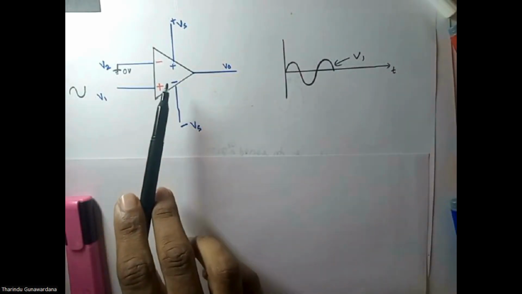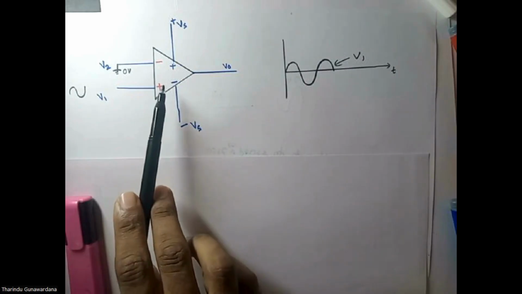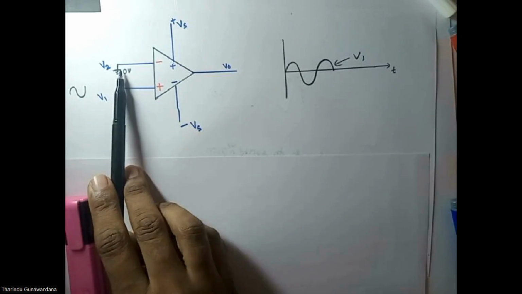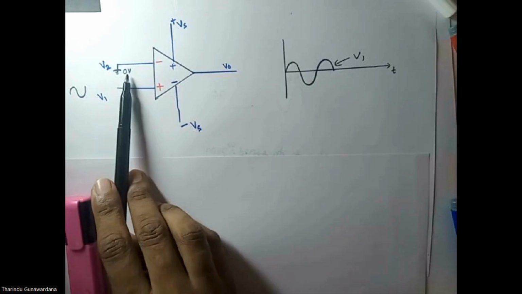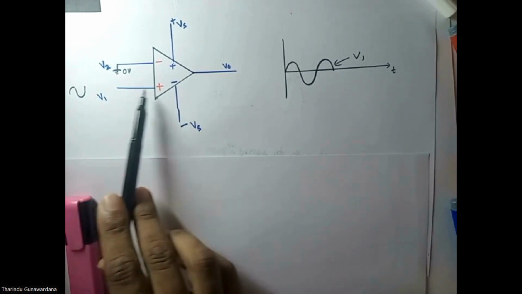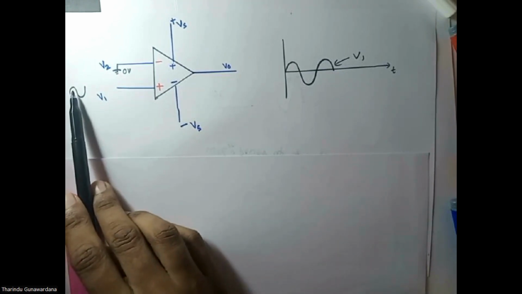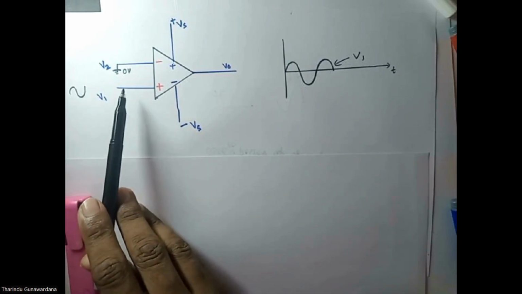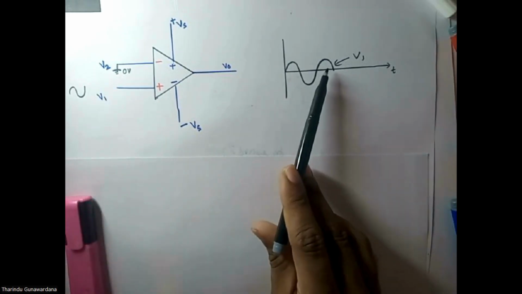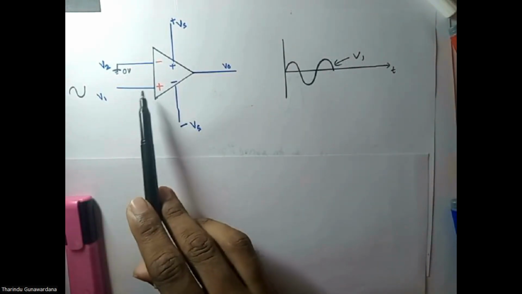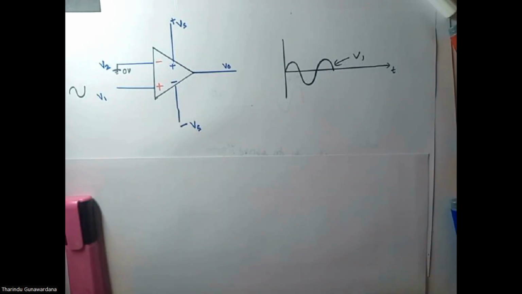Right, now here we have an op-amp. Let's say this op-amp is properly powered up. Now this V2 input is grounded. That means this is the inverting input, and it is grounded. Therefore, the voltage is 0. Now this is the non-inverting input. A signal, V1, is fed into this non-inverting input.